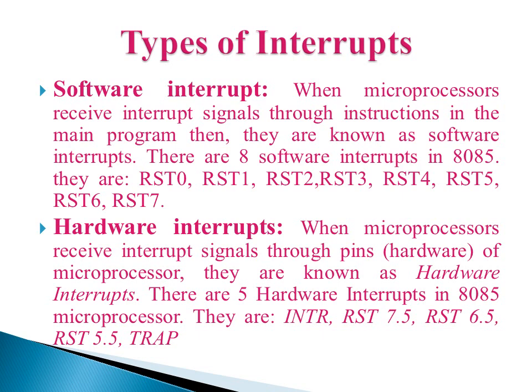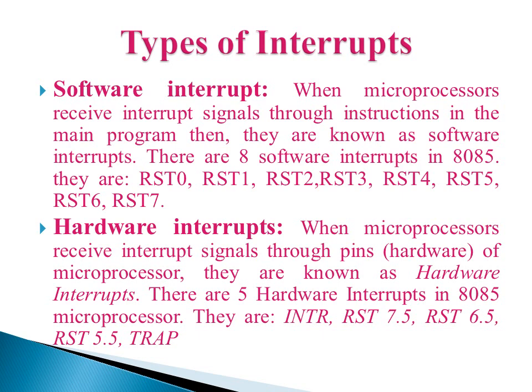They have fixed vector addresses, which are in hexadecimal. Means RST0 has vector address 0000H, RST1 has 0008H, RST2 has 0010H, and so on. They allow the microprocessor to transfer the program control from the main program to the subroutine program, and after completing the subroutine program, the program control comes back to the main program.